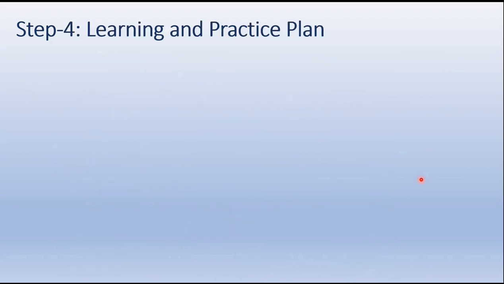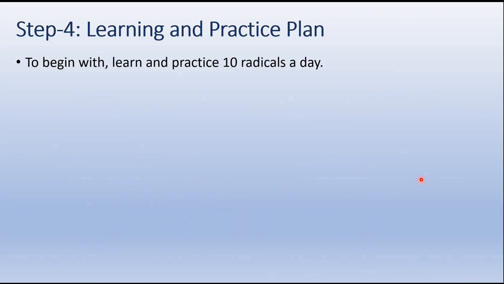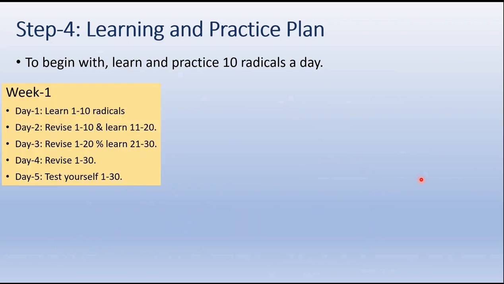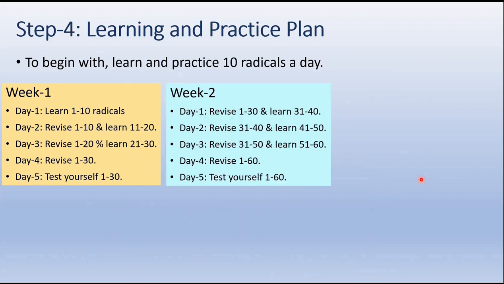Step 4 is to have a proper learning and practice plan. To begin with, learn and practice 10 radicals or 10 characters a day. We can prepare a week-wise schedule. Like for week 1, day 1 learn 1 to 10 radicals, day 2 revise 1 to 10 and learn new 11 to 20. Then on day 3, revise the previous 20 radicals and then learn from 21 to 30. Likewise, move ahead. Similarly, in week 2, we have day 1 revising all the symbols that we learned in week 1, and then begin with the next 10 symbols.